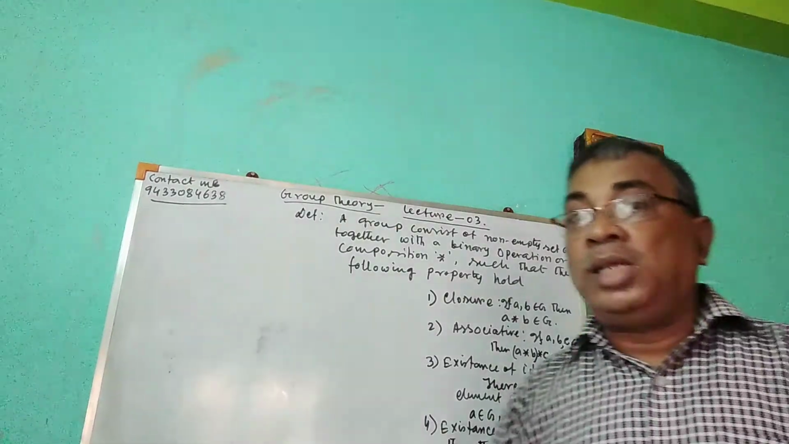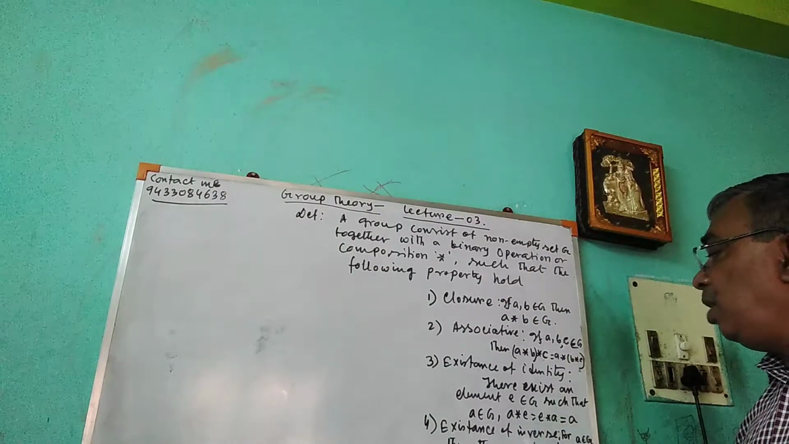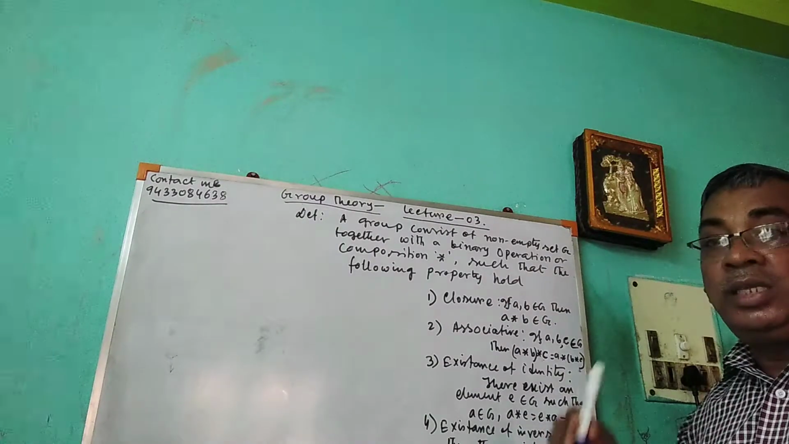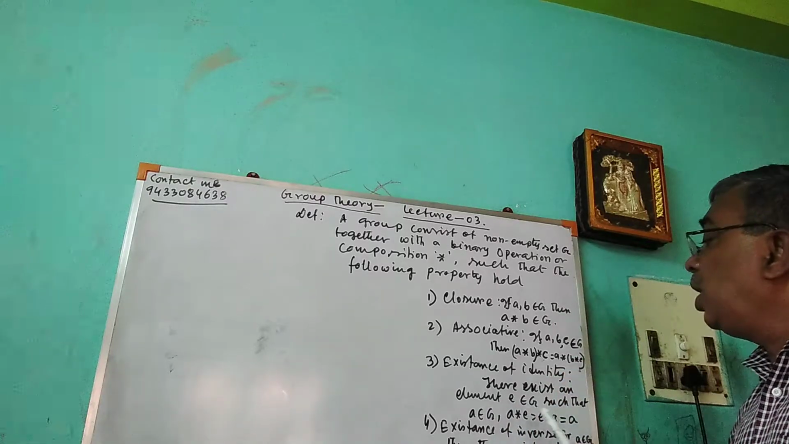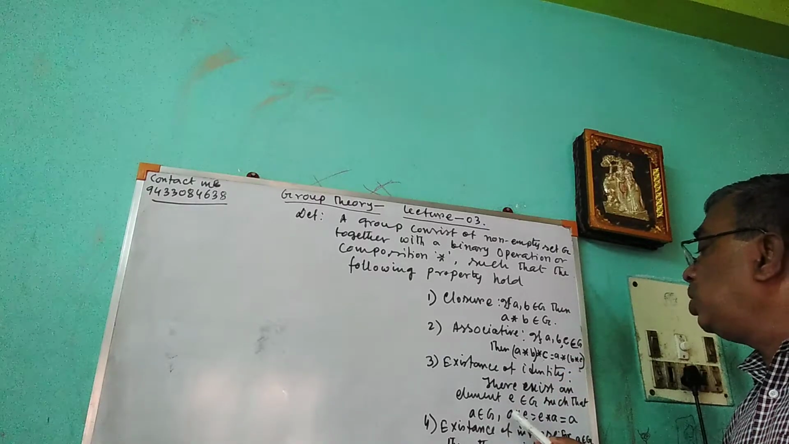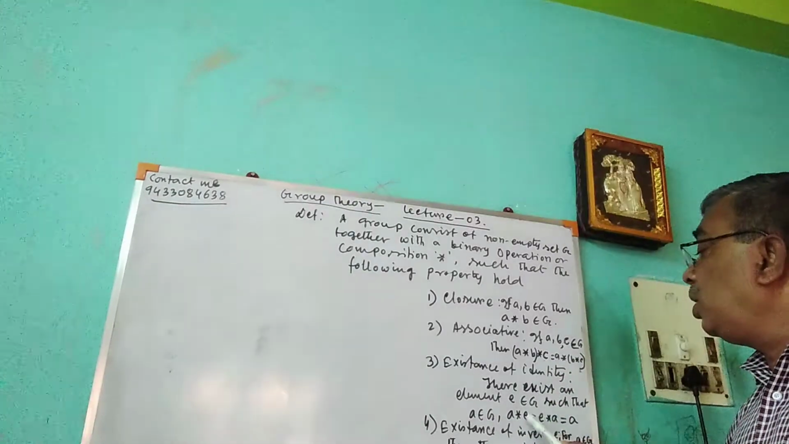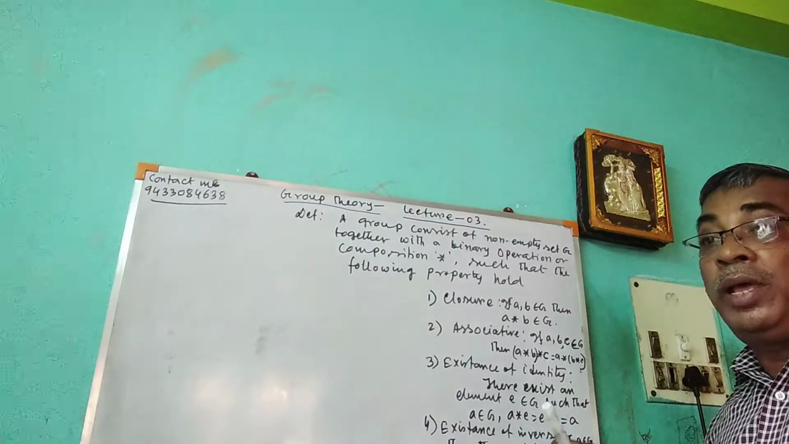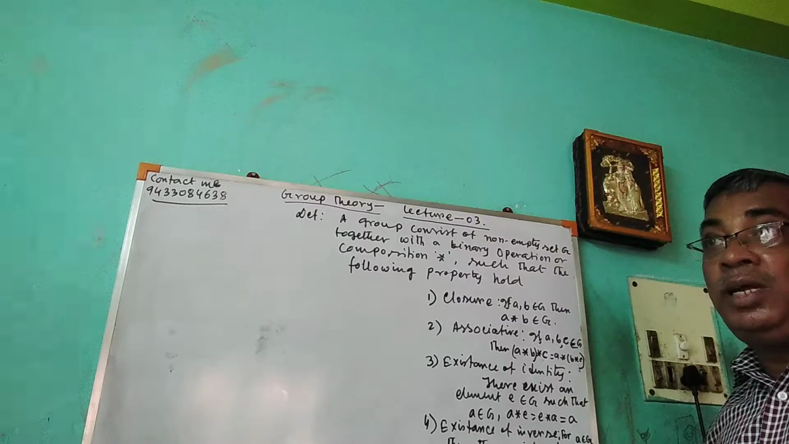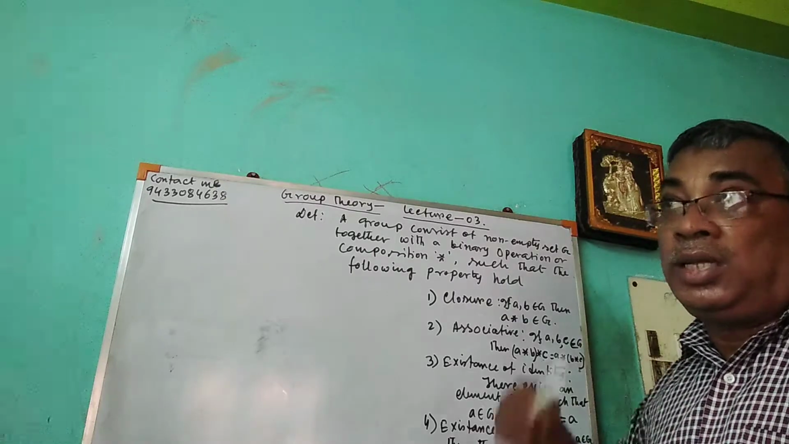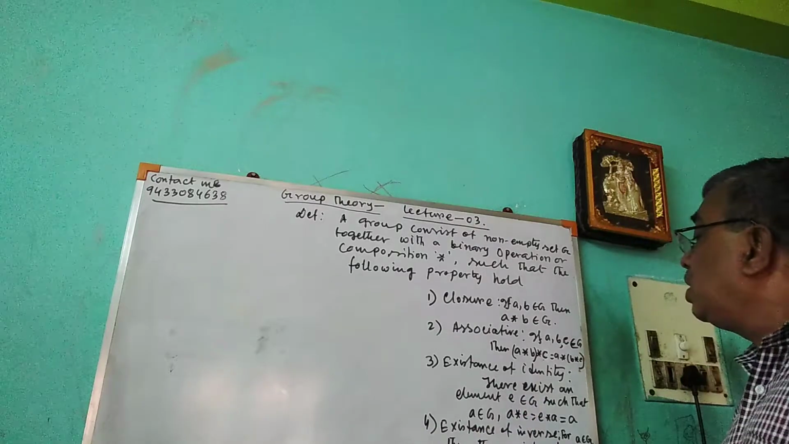Now existence of identity. Existence of identity means there exists an element E belongs to G such that for A belongs to G, A composition E equals E composition A equals A. Then E is known as the identity element. That is, identity element composed with another element gives the other element. So this is existence of identity.